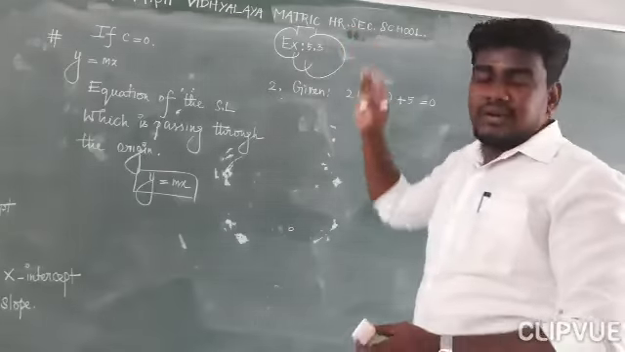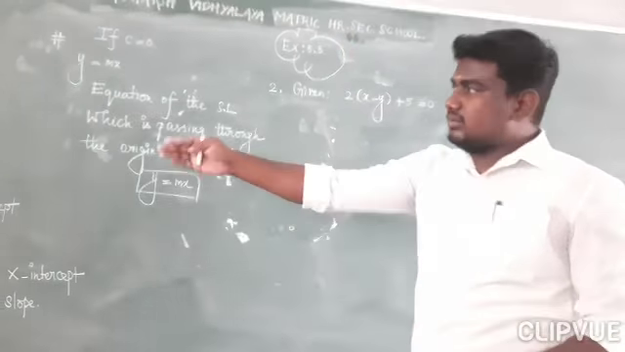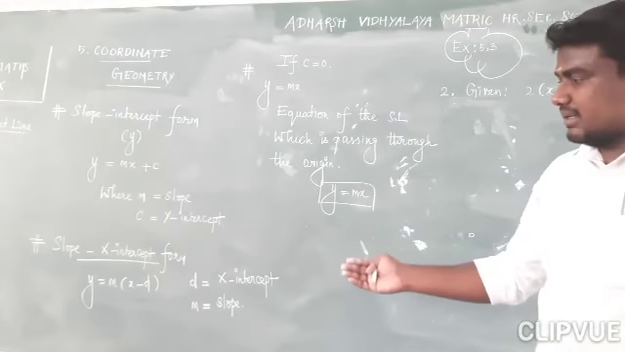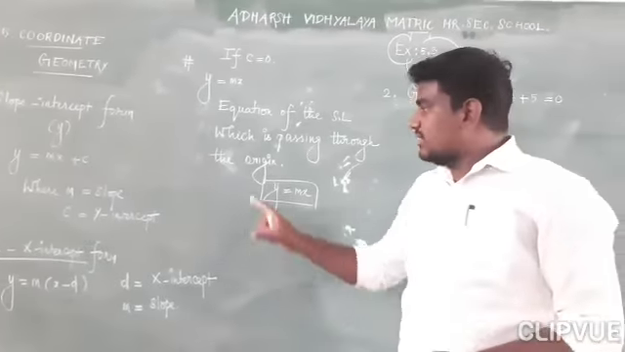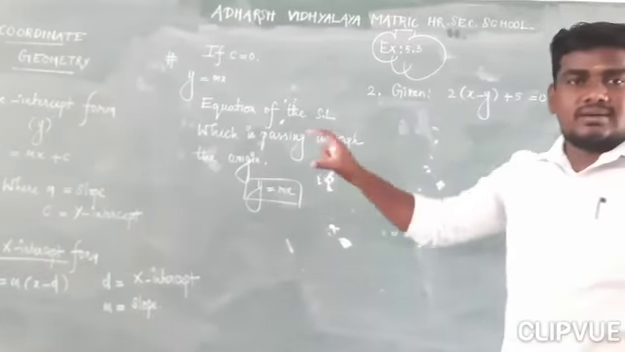Exercise number 5.3. Now we are going to solve problems related to these three concepts. What are they? The slope intercept form we have learned, that is y is equal to mx plus c, where m and c are the slope and y-intercept, and the x-intercept also we have learned. And if the straight line is passing through the origin, it is y is equal to mx. These things we have learned. Now we are going to solve problems related to this.